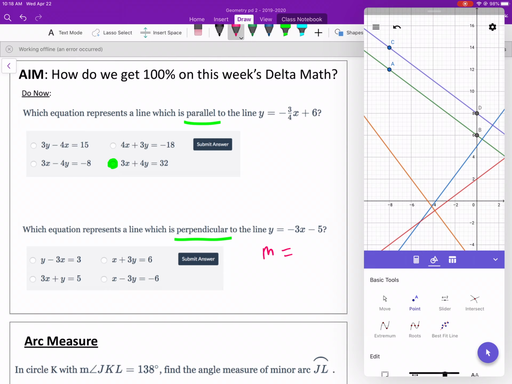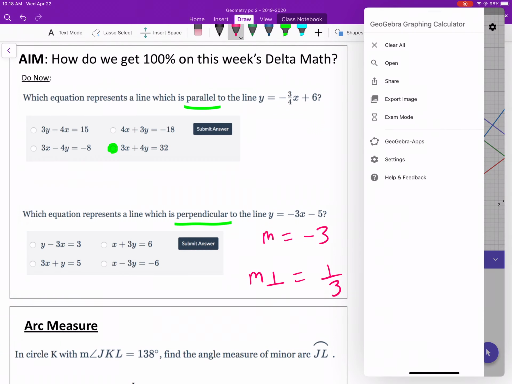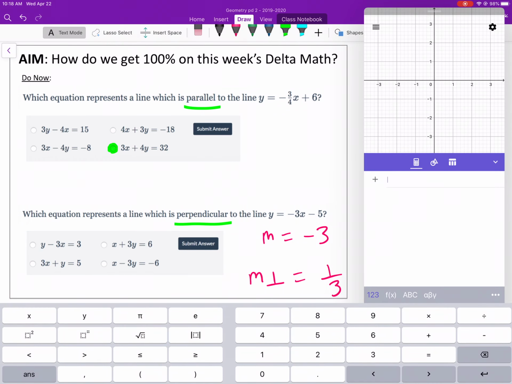So right now, your slope of the initial line, because this is in slope-intercept form, you can see the slope is negative 3. We need the slope that is perpendicular, which means we have to flip it, so it would be 1 over 3, and change the sign. So we go from negative to positive. Alright, so we're looking for a line that has a slope of 1/3. Let's clear all this out. So your initial line, y equals negative 3x minus 5.